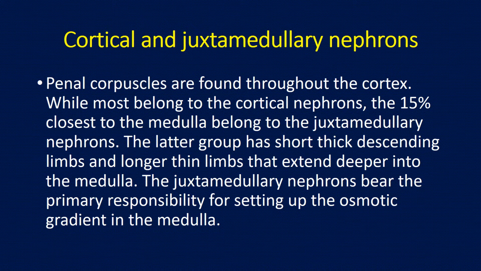In the kidney, there are two types of nephrons, cortical and juxtamedullary. Near 80% in the kidney are cortical nephrons. And it's a very important type of nephron, the cortical nephron, which provides the process of filtration and formation of primary urine. The juxtamedullary nephrons are very important for the regulation of blood pressure in the kidney, and very important for regulation of the osmotic gradient in the medulla.